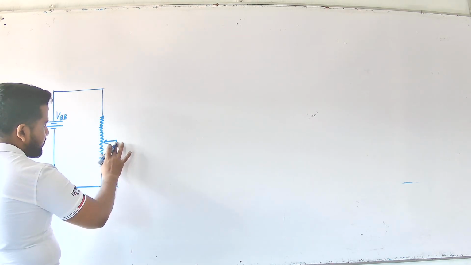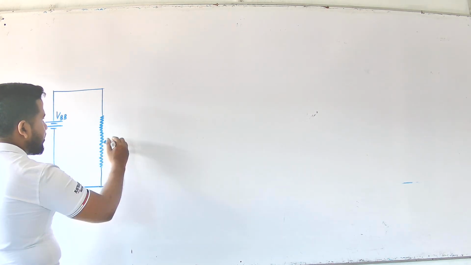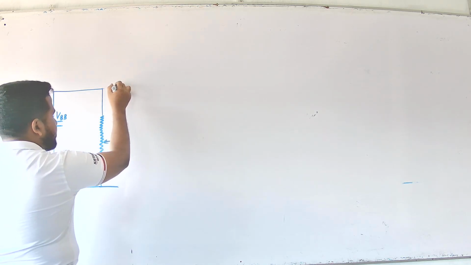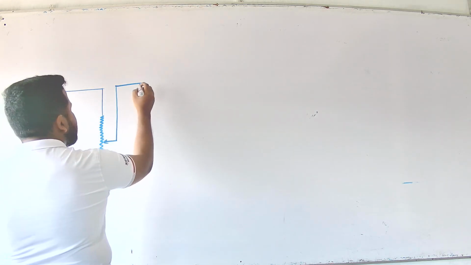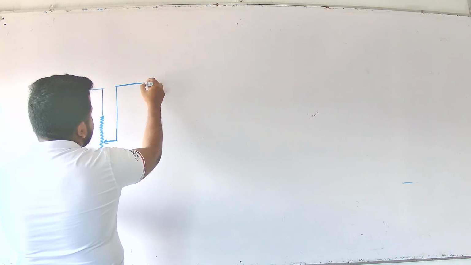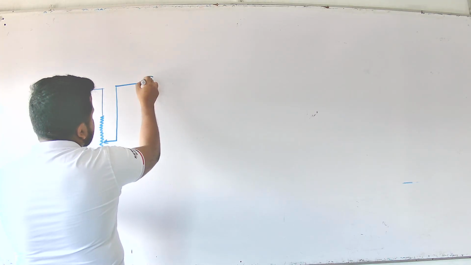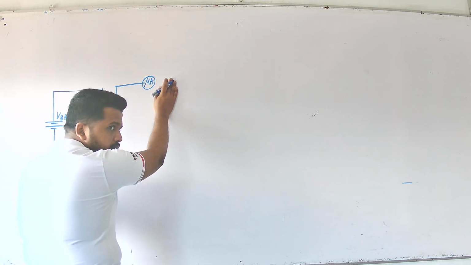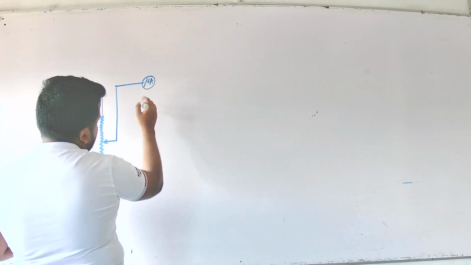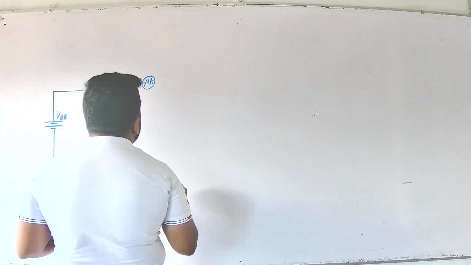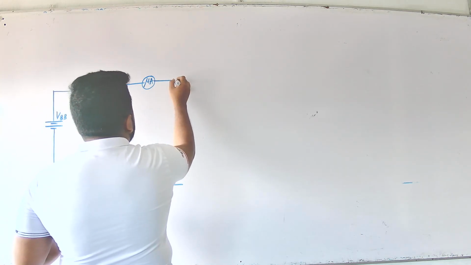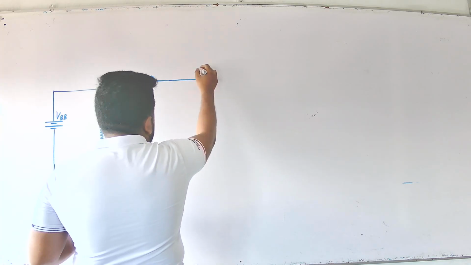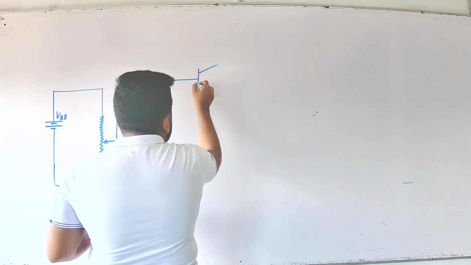Then we use a microammeter in the microampere range to see the current going through here. So we are using a micro ammeter to get the current. And also we have to use the NPN transistor now.